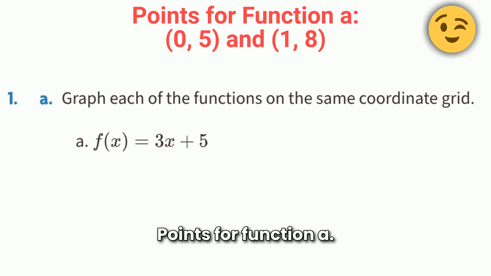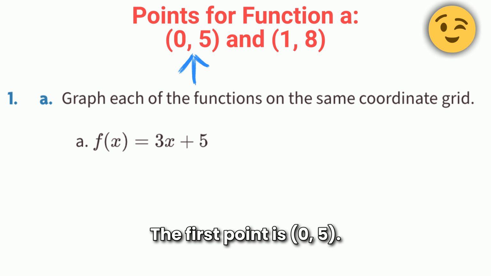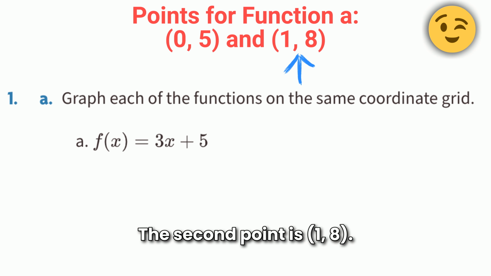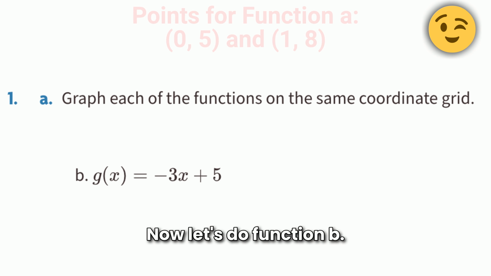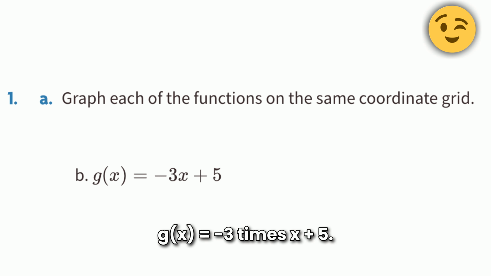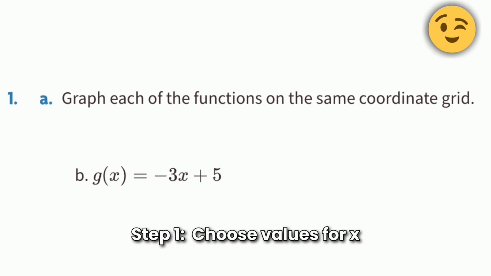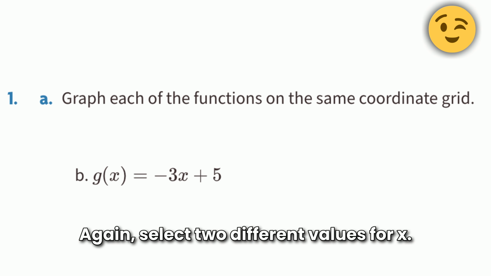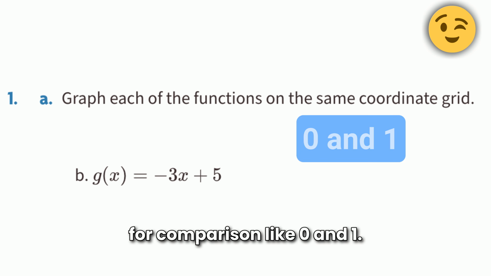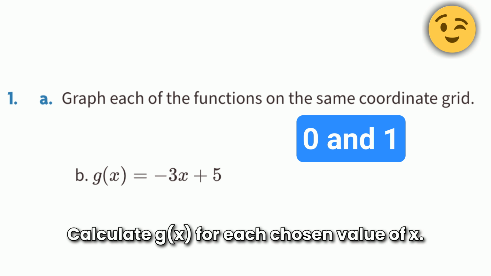Points for function a. The first point is 0, 5. The second point is 1, 8. Now let's do function b, g of x equals negative 3 times x plus 5. Step 1. Choose values for x. Again, select two different values for x. You can use the same values for comparison, like 0 and 1. Step 2. Calculate g of x for each chosen value of x.